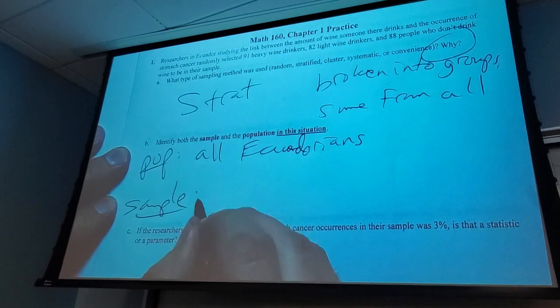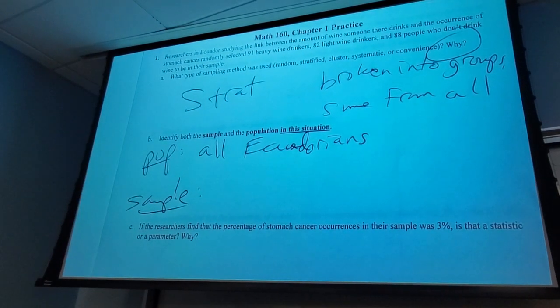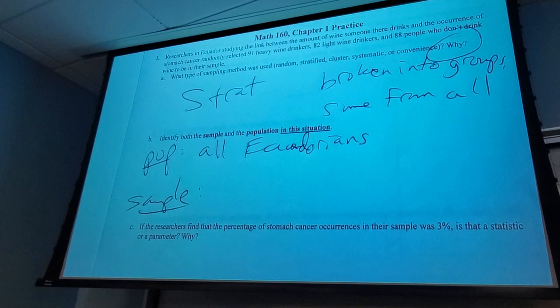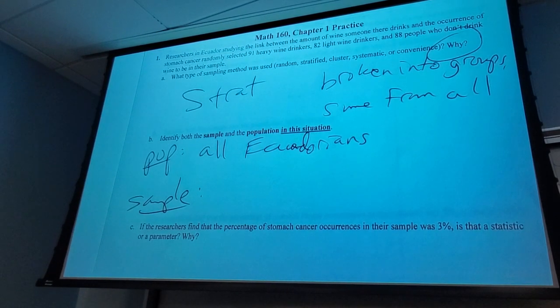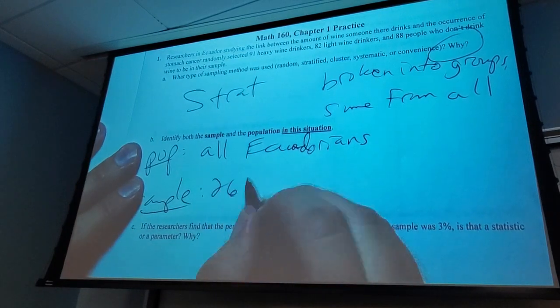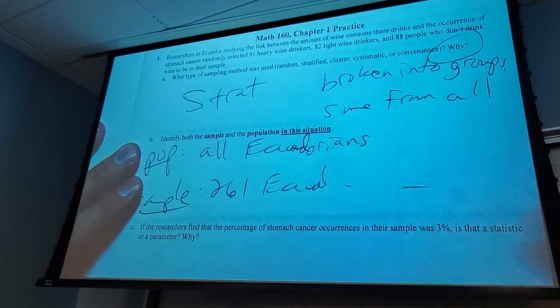Sample. Here's the funny thing about the sample. If you know the population, you automatically know the sample. You replace the word all with the total number in your sample, and you're done. Because where does the sample come from? The population. So if the population is all Ecuadorians, the sample is some number of Ecuadorians. What's that number? Anybody add them all up? 261. Now you could also just copy whatever it was, 91 heavy wine drinkers, and so on. That would be correct. It would just be a lot more writing than you have to do. What would I say? 261 Ecuadorians. Okay.